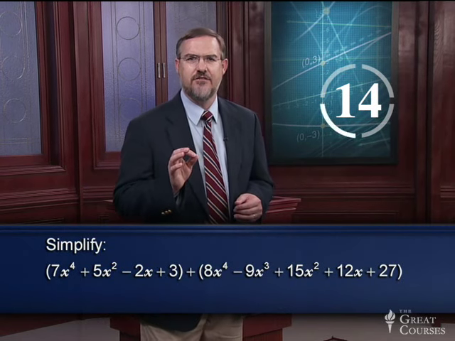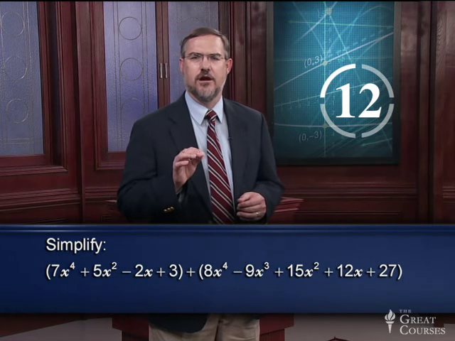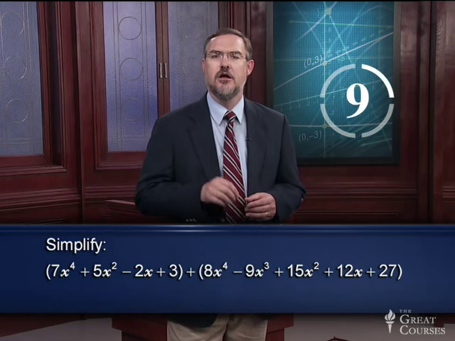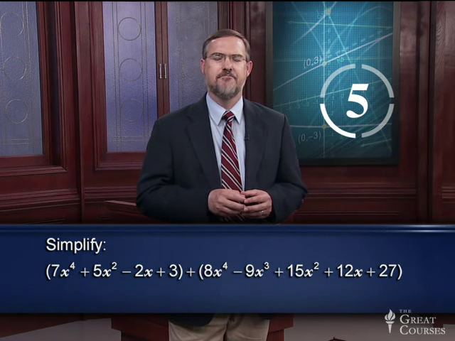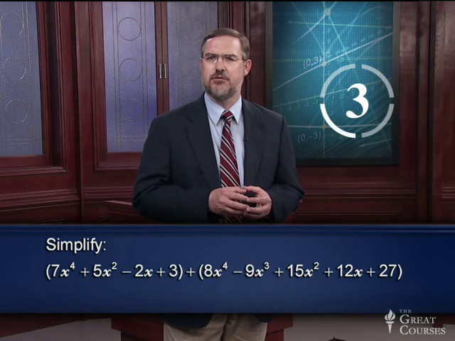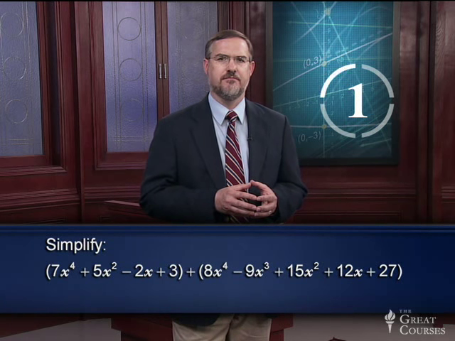First, let's talk about adding polynomials. You've already seen everything you need to know about how to add two polynomials. Basically, you just combine like terms. So let me suggest you try this example yourself and see how you do before we come back together. Simplify 7x to the fourth plus 5x squared minus 2x plus 3 plus 8x to the fourth minus 9x cubed plus 15x squared plus 12x plus 27.